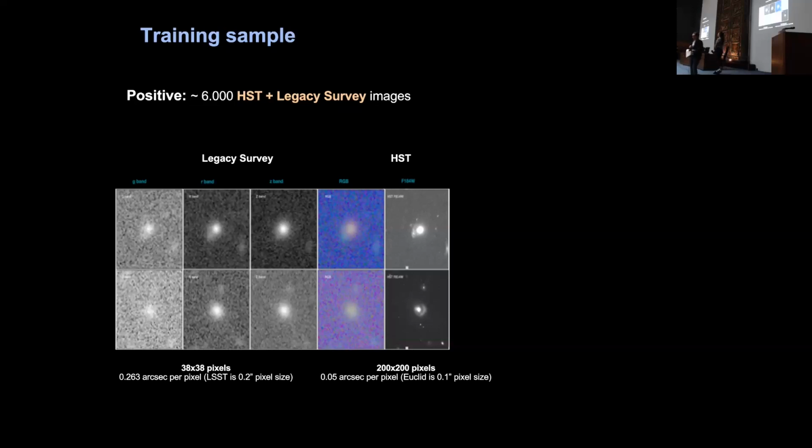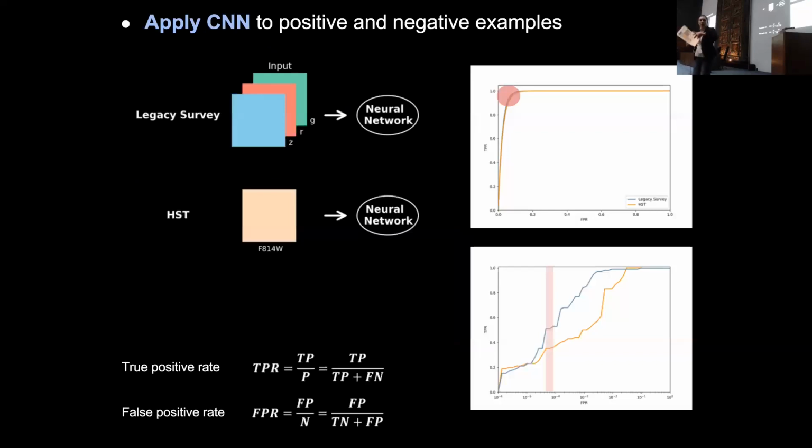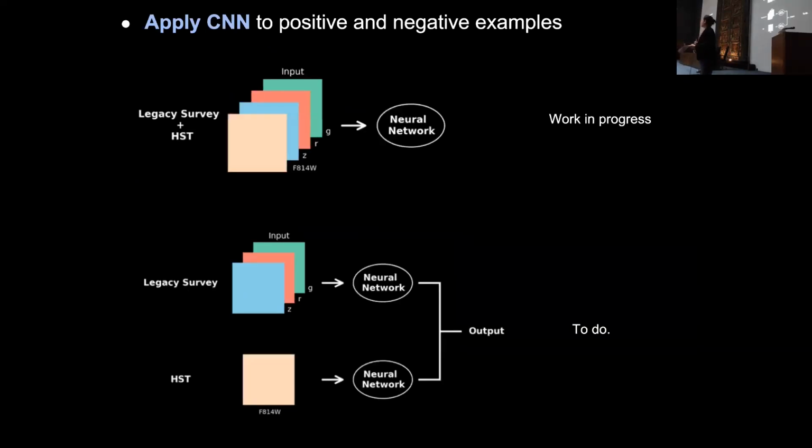Hi. In the last part on the models, you talked about resampling down the Hubble images. No, we are upsampling the Legacy Survey images to the Hubble images. Okay, okay. Yes.